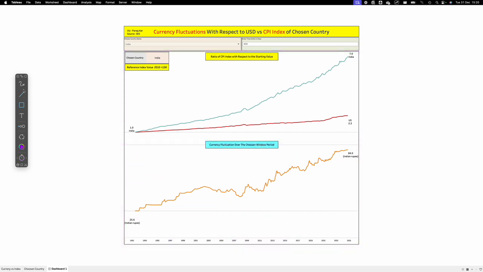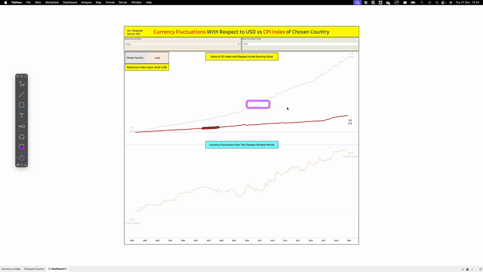Now the top window has two curves that you see. I've chosen India as the country. So this one curve is here, and another curve basically goes in this direction. Now, what are these two curves? These are the ratio of the reference index value, that is the index value of CPI, the consumer price index value for US. This is US and this is for India.